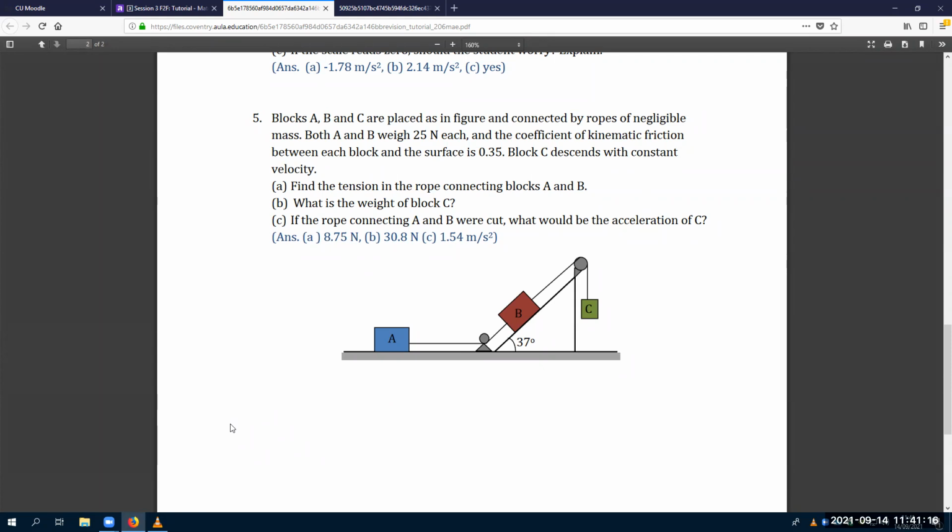Let's start. So how many free body diagrams? You said 3. Let's do these 3 free body diagrams. How many forces are acting on block A? Come on. 4. Can you enumerate them for me? The weight, of course.